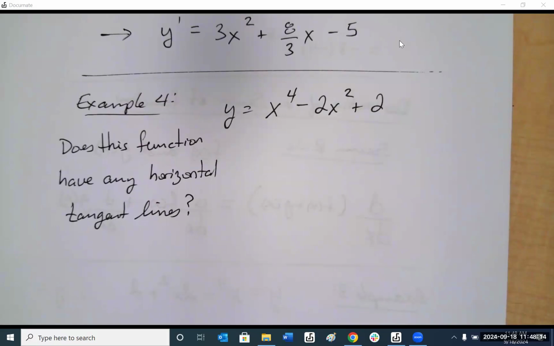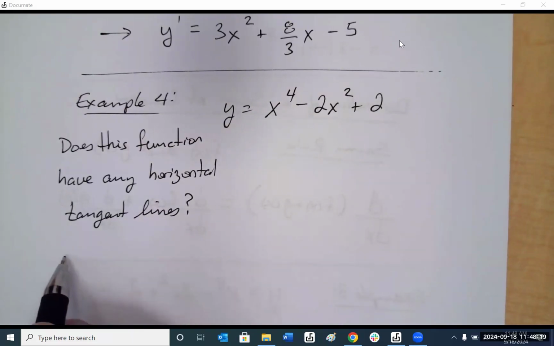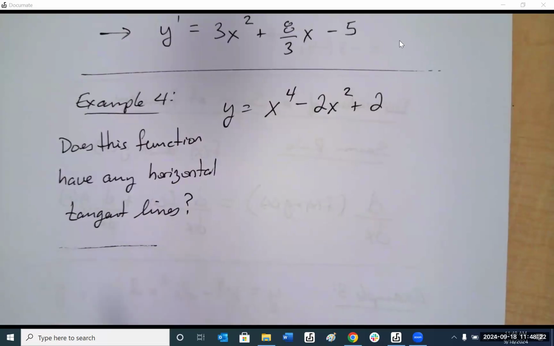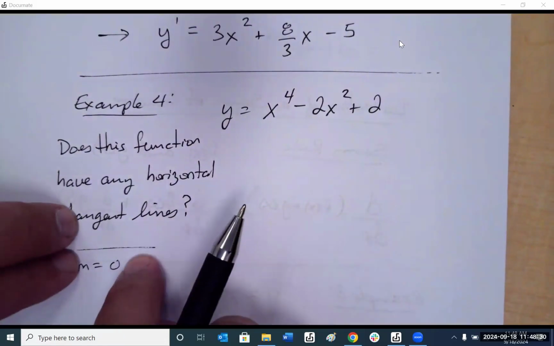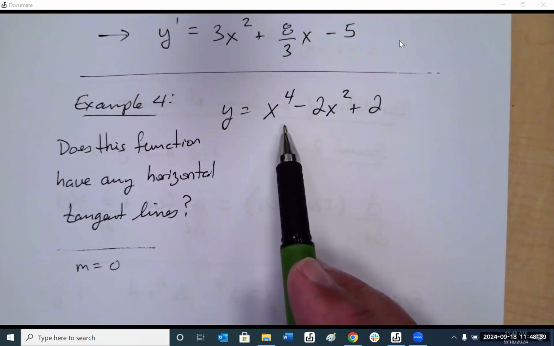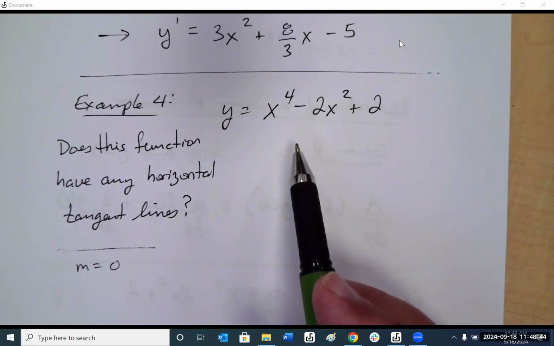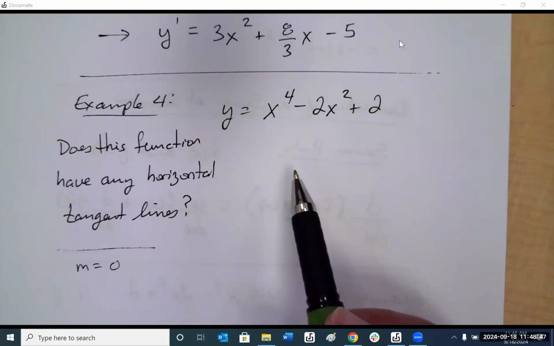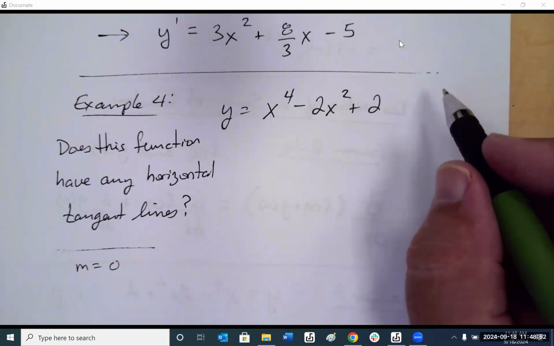You have to understand what the question is asking. What is a horizontal tangent line? What's the slope of a horizontal tangent line? So how can we connect this with this? Well, first off, what is this graph going to look like? It's a fourth order equation. Because it's a fourth order equation, how many solutions may it have?